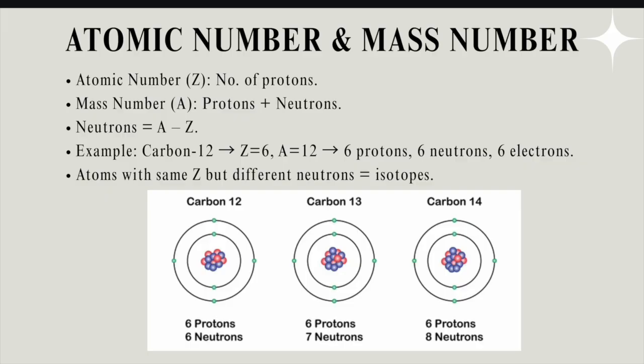In carbon 13, 6 protons, 7 neutrons. Now what is this 13? If you just see here, it is the mass number, and the number of protons represents the atomic number. So if you subtract those, you will get the number of neutrons. So this is how the isotopes are formed.